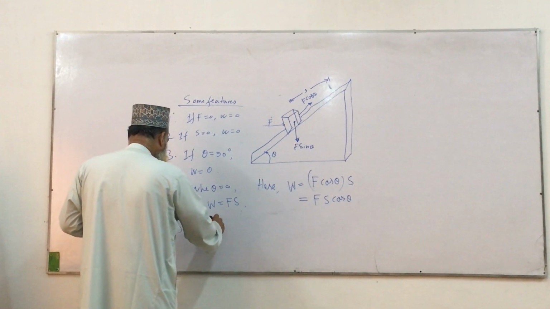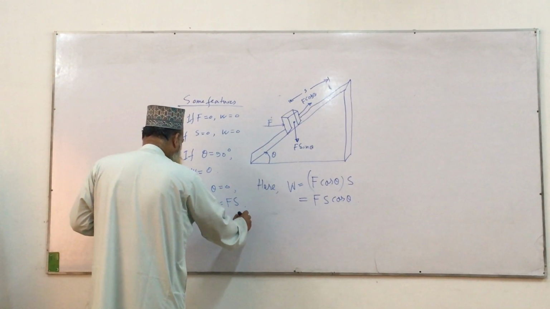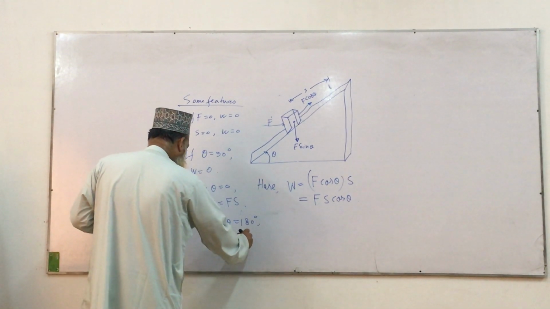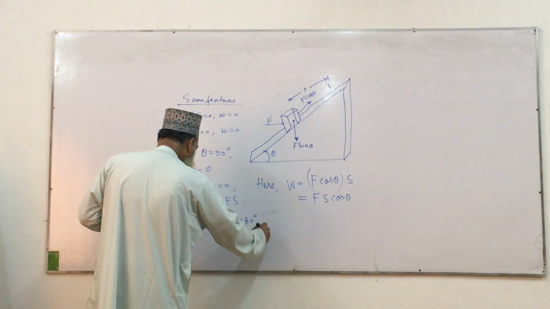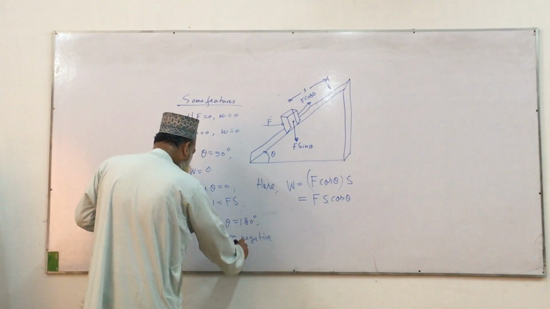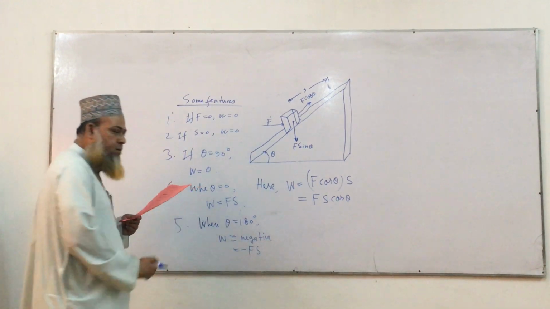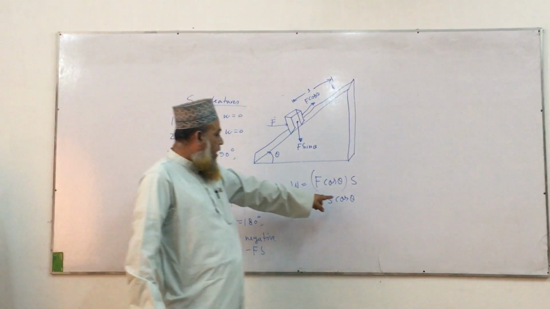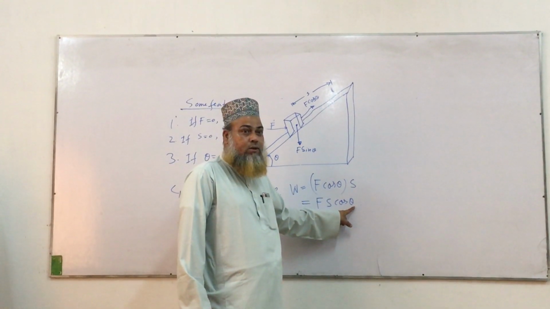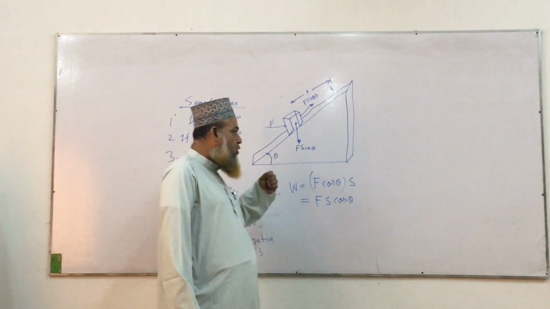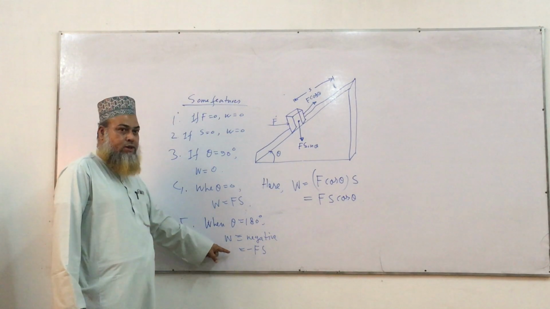When theta equals 180 degrees, W is negative, equals minus Fs. Because cos of 180 degrees equals minus 1, W equals minus Fs. So we shall give an example of this.